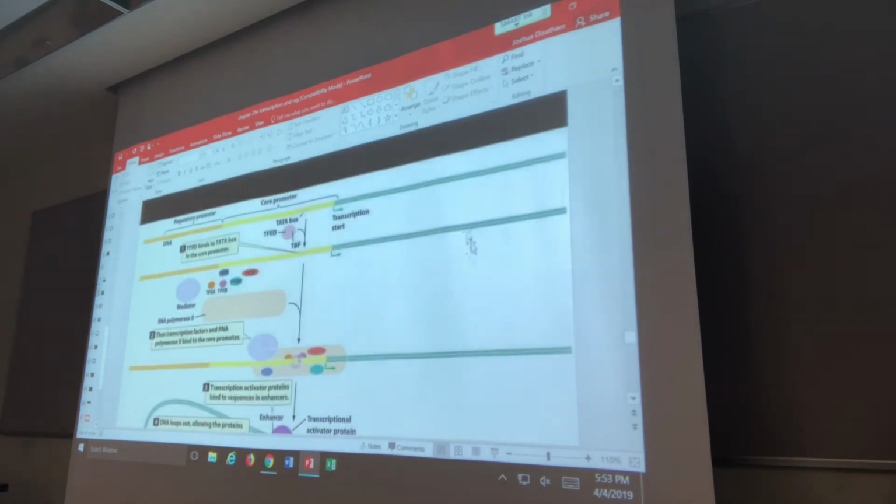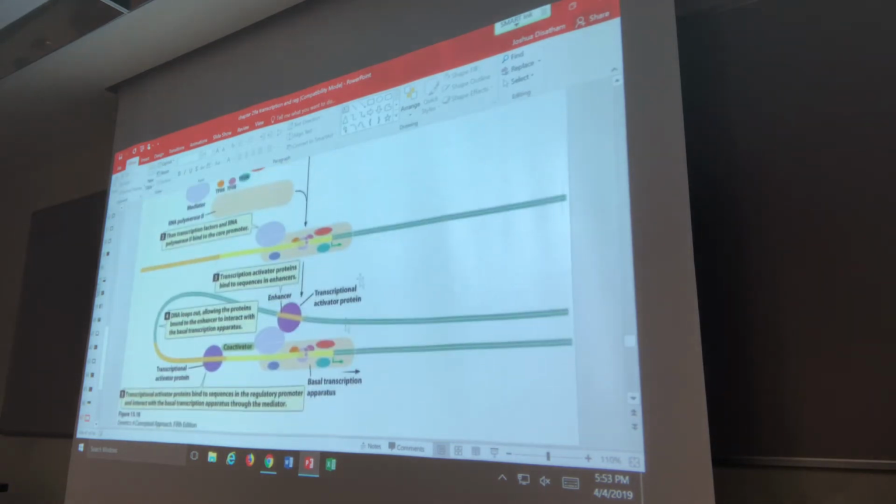So, bottom line, look at this diagram if you want to learn eukaryotic transcription. This is probably at least 50% of what you need to know about eukaryotic transcription, on this one diagram here.